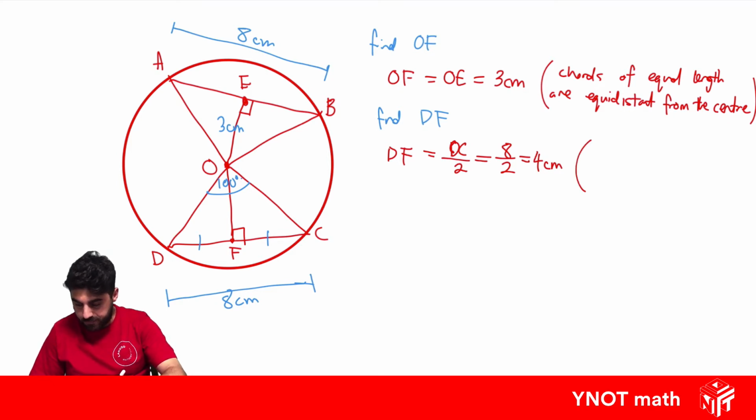And the reason is that the perpendicular from the chord to the center bisects the chord.